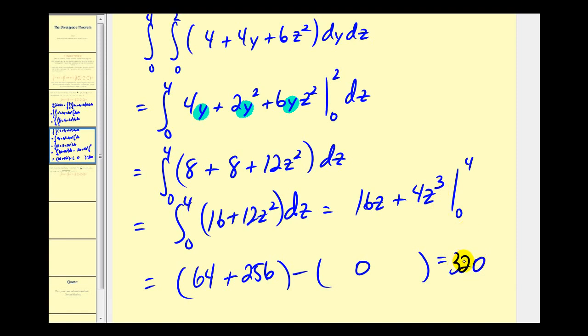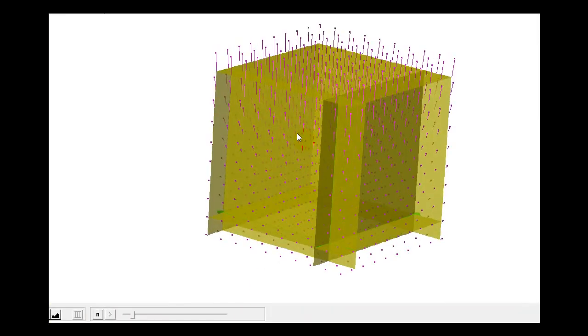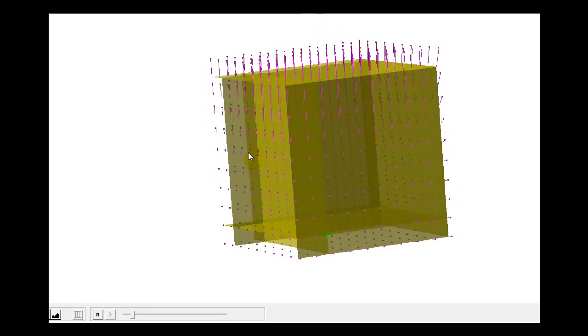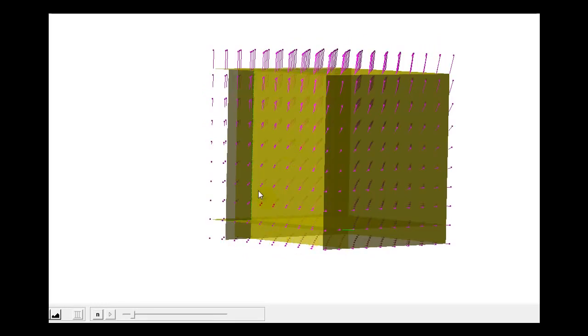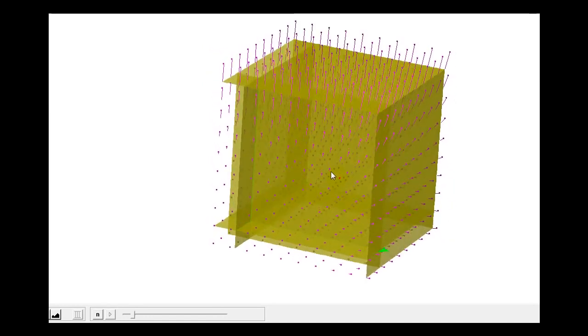So since our unit normal vectors are pointing outward, and this is a positive value, this tells us our flow rate is out of the box. Now, even though all of these vectors appear like they're pointing upward, the vectors toward the bottom that are pointing in toward the box are much shorter, and therefore the net result is an outward flow from the box.